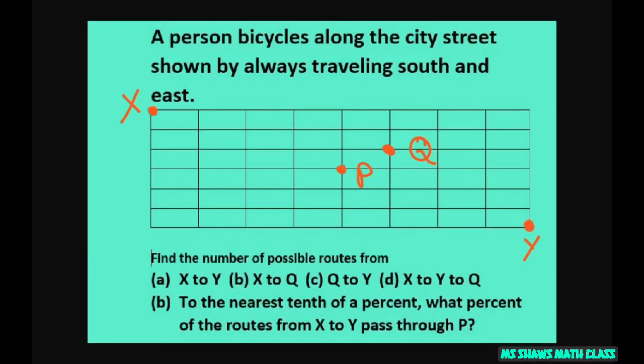A person bicycles along the city street shown, always traveling south, then east. So that means you're going south, then east, like that. Find the number of possible routes from X to Y, X to Q, Q to Y, and X to Y through Q. Then, to the nearest tenth of a percent, what percent of the routes from X to Y pass through Q?